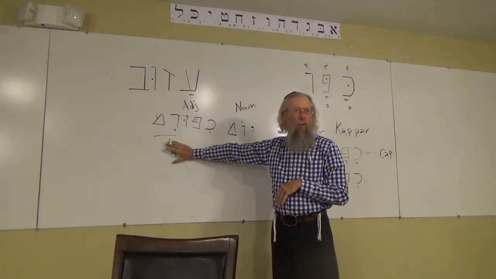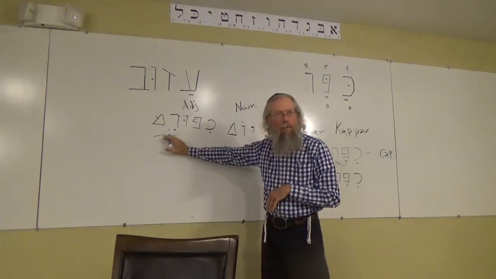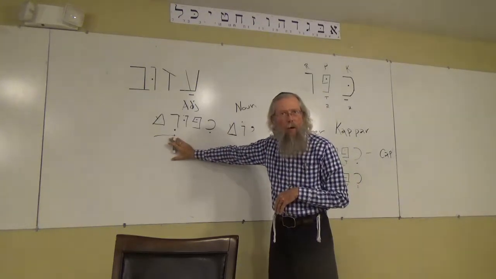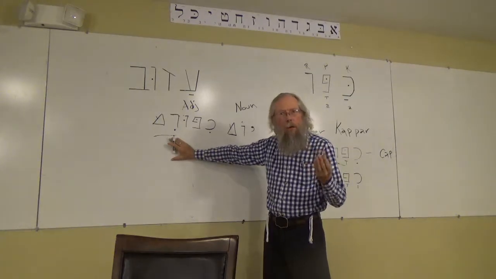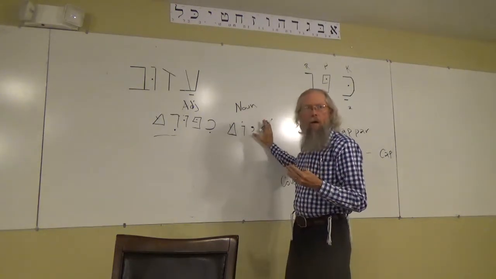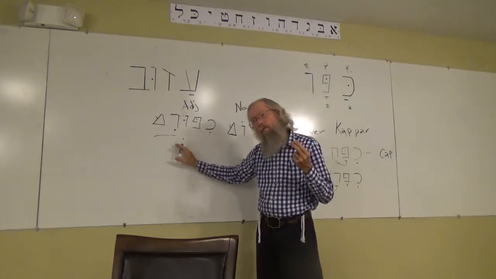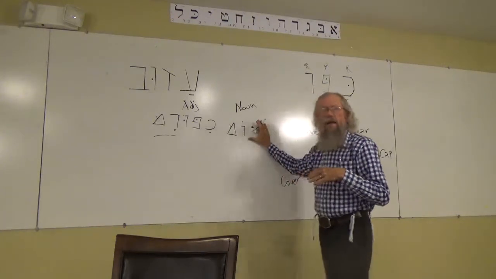So you have a problem here. Because what does the rule say? That whatever the noun is, the adjective must follow. So if this is singular, this should also be singular, which is why it's usually called Yom Kippur. But in the scriptures, it is called Yom Kippurim. So it breaks the rule.